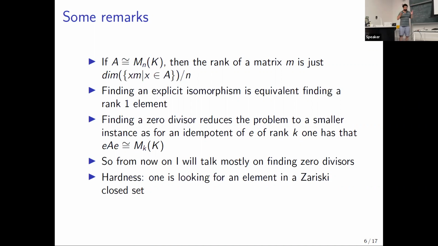So from now on, I will basically interchangeably say finding isomorphisms, finding rank 1 elements, and finding zero divisors. And somehow this already tells you the hardness of the problem. Zero divisors are like a Zariski closed set in the big algebra, because if you look at it from a matrix point of view, it means that their determinant is zero.